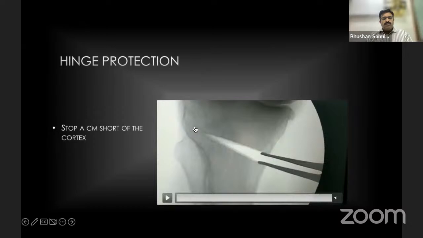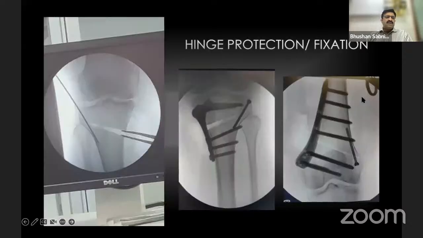If you look at this spot, this is where the hinge point is, which is exactly at the area where it should be, just at the level of the head of the fibula, about 5 to 10 millimeters from the lateral cortex. And every time you do this, you are certain that your hinge will not break.